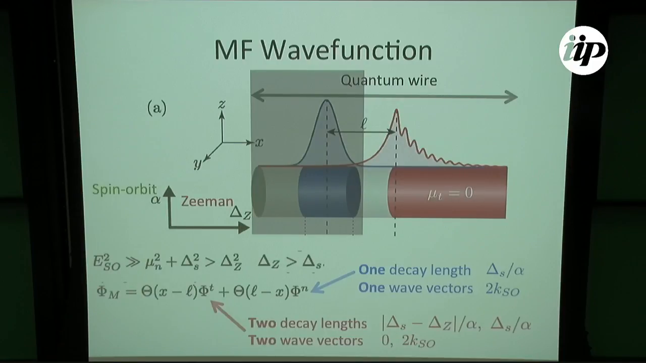So when you plot the square of the wave function on the topological side, it kind of looks like this. And on the non-topological side, you get one decay length given by the superconducting gap, and the wave vector has only one oscillation rate given by twice the spin-orbit wave vector. So when you plot the square of the wave function on the non-topological side, it just kind of looks constant.